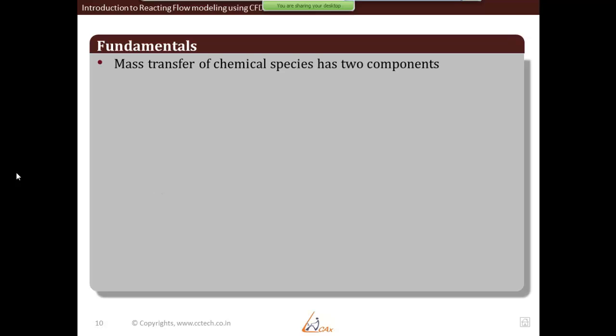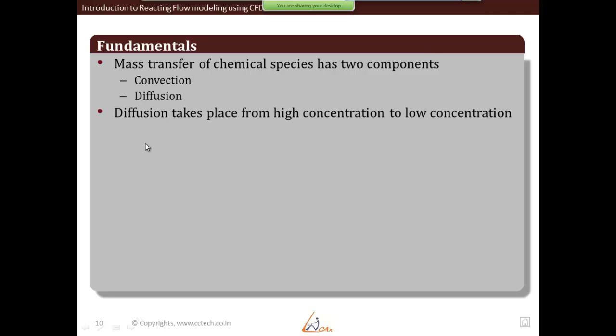Now whenever we say that there is a chemical reaction, we evidently talk about mass transfer of chemical species, which usually has two components. First is convection and second is diffusion. Diffusion takes place from higher concentration to lower concentration, and convection basically needs a medium in order to carry the mass transfer. And there is also something called thermal diffusion and barodiffusion. Thermal diffusion is mainly because of temperature gradients. There is a diffusion of chemical species because of temperature gradient, and barodiffusion is because of pressure gradients.